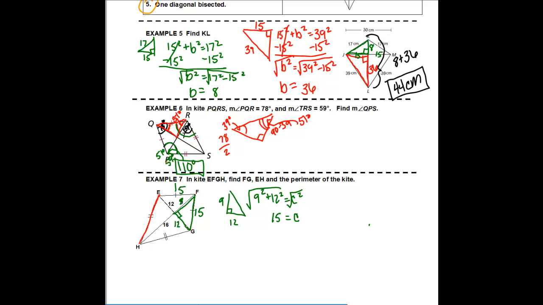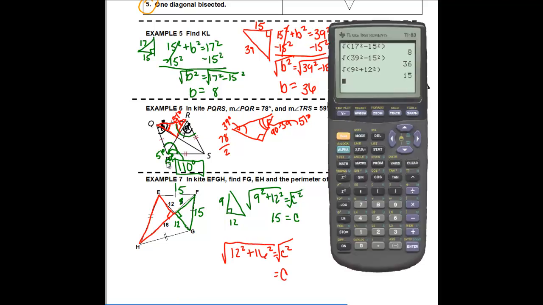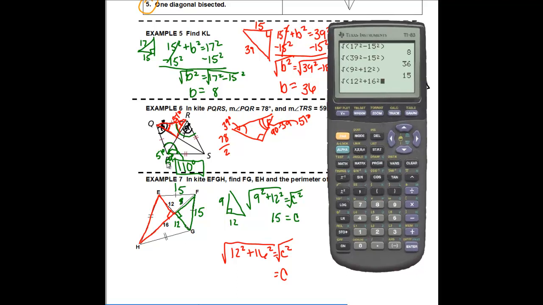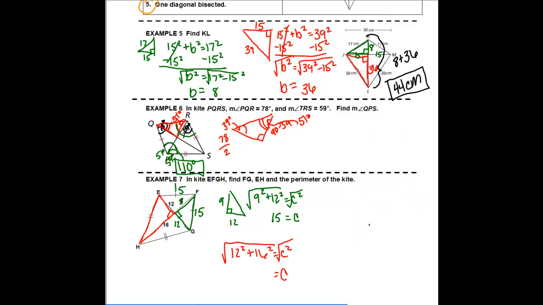Now let's deal with our red side. This is 12, this is 16, and it is a right triangle. So we have 12 squared plus 16 squared equals c squared. Take the square root of both, and c is the square root of 12 squared plus 16 squared, which is 20. So that means that this is 20, and since this side is 20, this side is 20. So that's that.